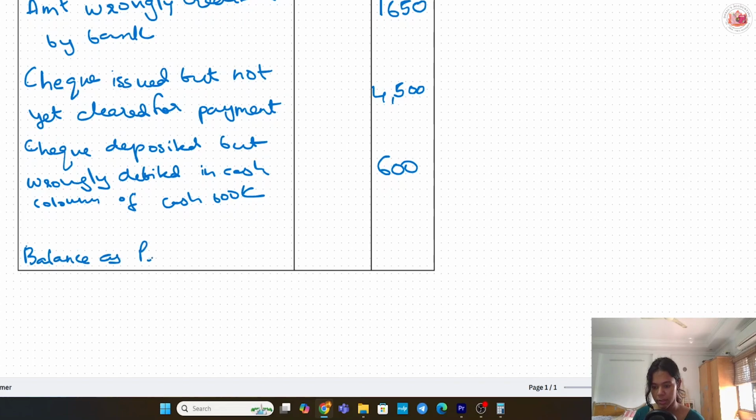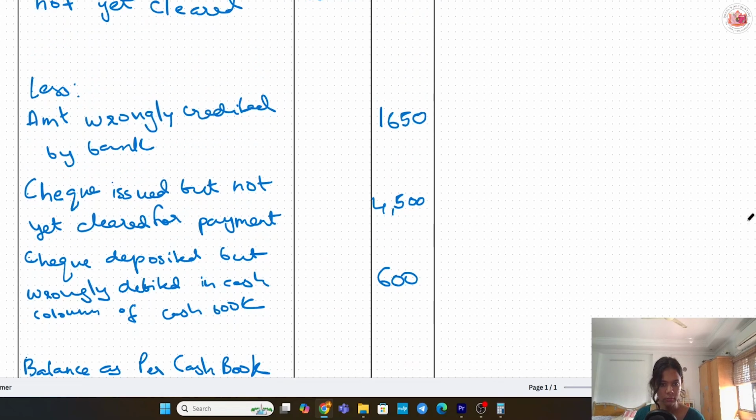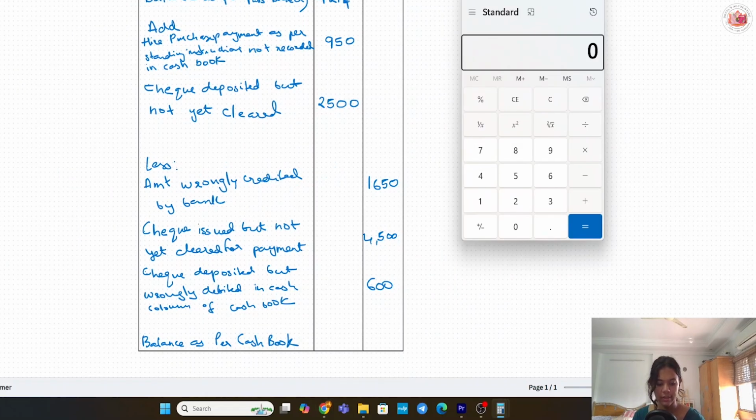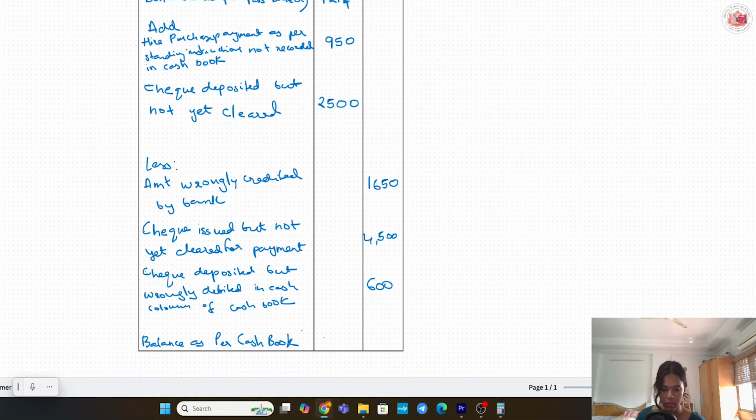Okay. Now let's compute the cash book balance. Balance as per cash book. Let's see. 9214 plus 950 plus 2500 minus 1650 minus 4500 minus 600. So my cash book balance will be 5914. It is a favorable balance only. 5914.